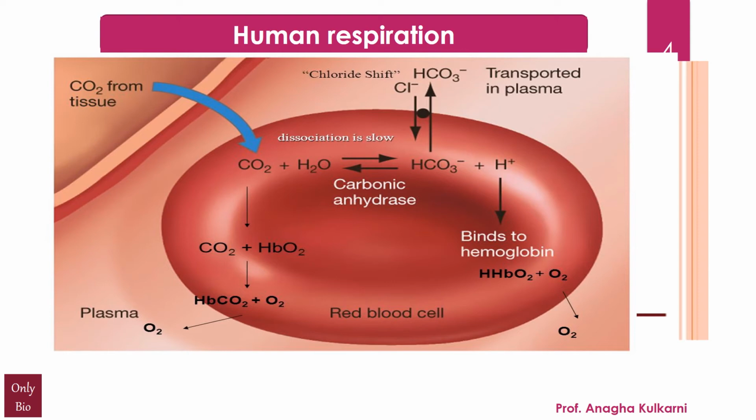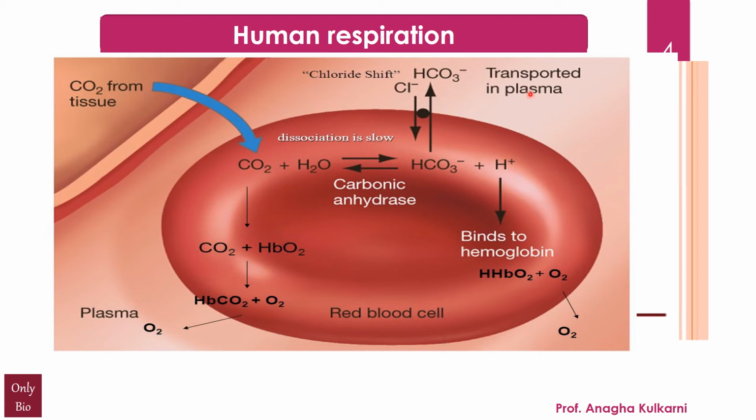You can look on the screen. This is an RBC that is given here, that has been enlarged. Carbon dioxide from the tissue enters inside the RBC. It reacts with water in the presence of carbonic anhydrase enzyme to form carbonic acid plus H plus. Now this H plus binds to hemoglobin to form HHbO2 and oxygen is released out, and the carbon dioxide may also react with hemoglobin to form HbCO2 plus O2, and the O2 is released out in the plasma. Now the HCO3 that is formed is exchanged outside.